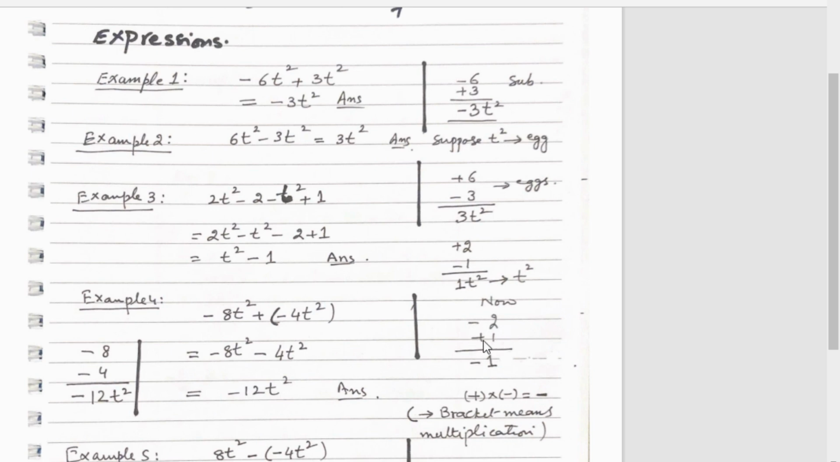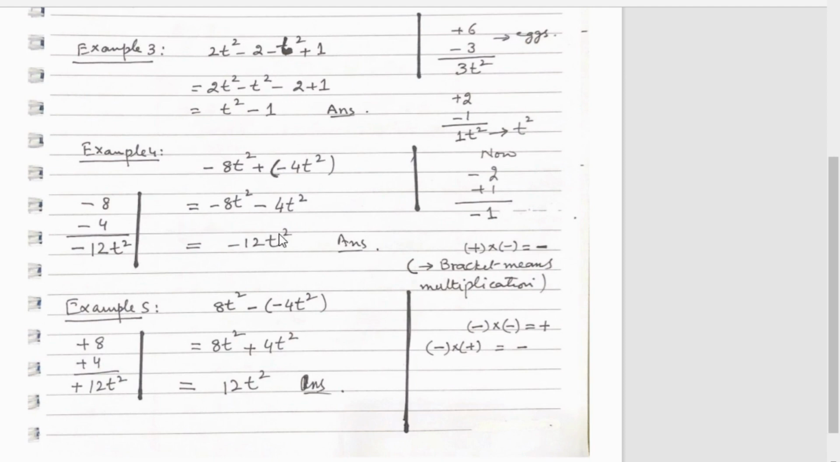Collectively we can say minus 2 plus 1 is minus 1, but sometimes students don't understand it. So first of all, look at the signs. If the signs are different, it means you are going to do subtraction, and subtraction means you will subtract 2 and 1. 2 minus 1 is 1. What is the bigger term? 2. The sign of the bigger term is minus. That sign will come with the answer. So minus 1 over here. Example 3 solved.